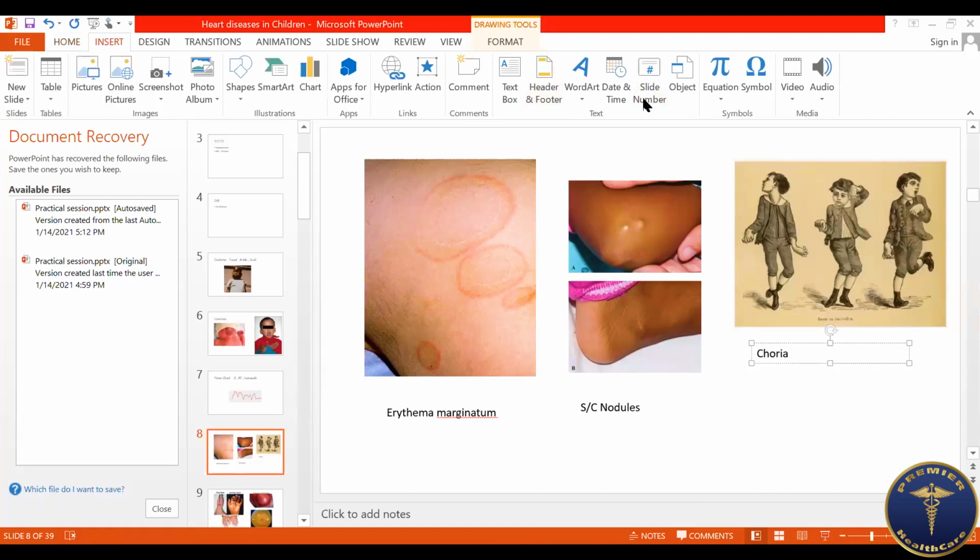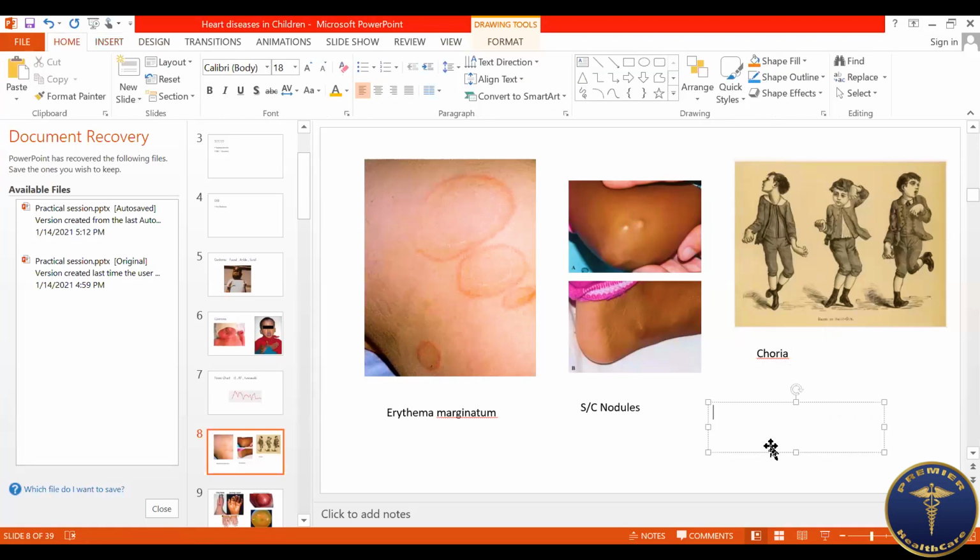And there are two other associated conditions that you might get in case of rheumatic fever, right? We don't have pictures of them, but what are the other two associations? They can have arthritis.